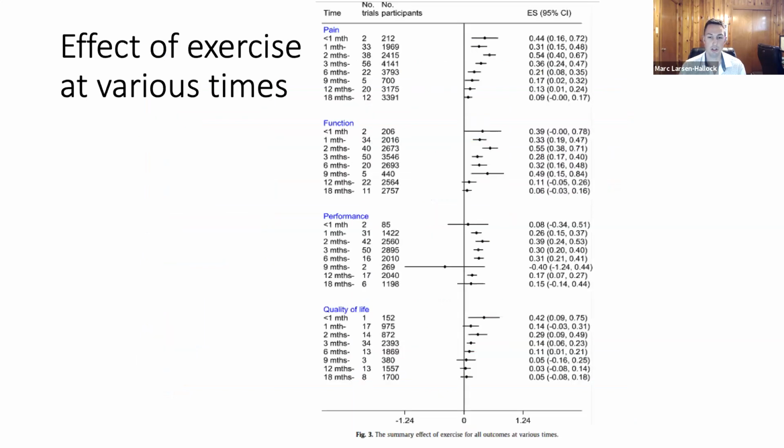And the last thing I wanted to show is that they also showed the effect of exercise going down at various times, going through pain, function, performance, and quality of life. But if you also look at the number of trials for each one, oftentimes they have far fewer trials that have the longer durations, which may also have an impact on the overall outcome and how we interpret the data.